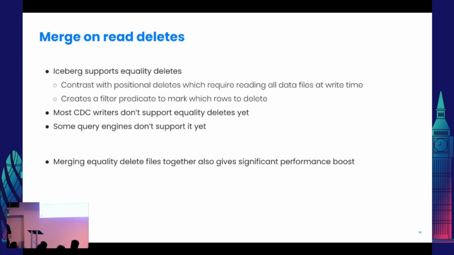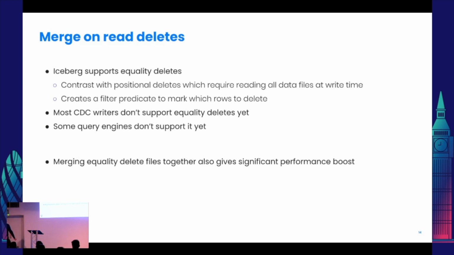Specifically, Iceberg supports equality deletes, which are great. The alternative is positional deletes, where an engine writing the deletes has to scan the data files, see where the data is stored for the different rows that need to be deleted, and then write a file that says, go into this file and find this row and delete it. That is computationally intensive at write time, which we don't want.